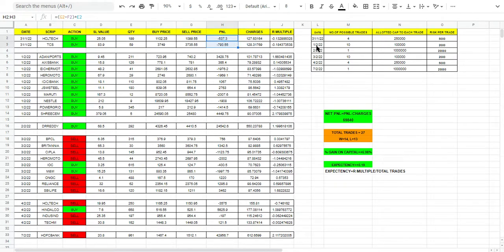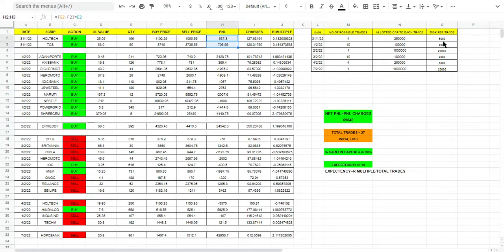On 1st of February, the number of possible trades in the scanner was showing 10. So on a particular trade, you have to deploy 1 lakh rupees to each trade, and on behalf of that you have a risk of 2,000 rupees in every single stock.